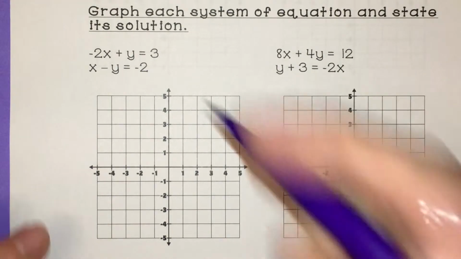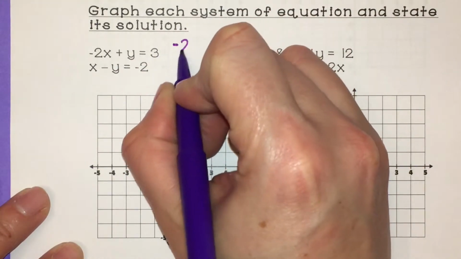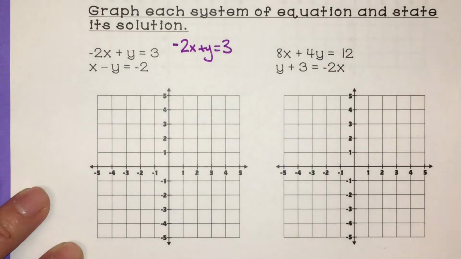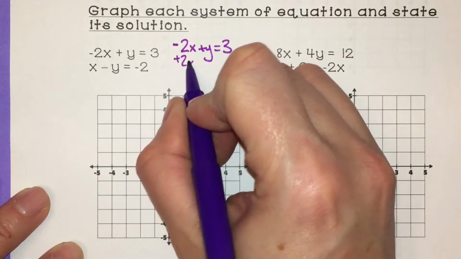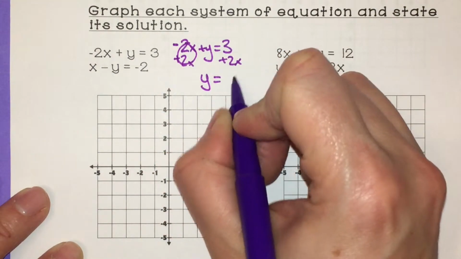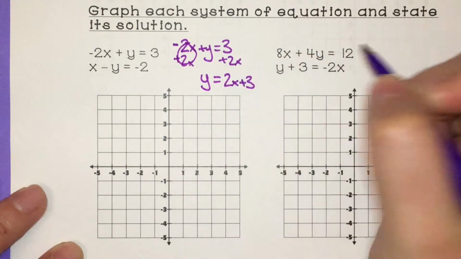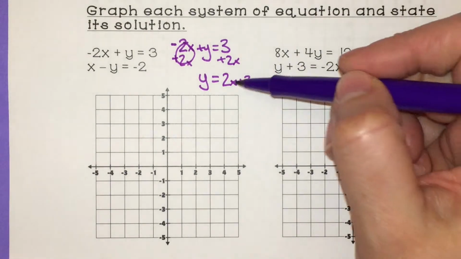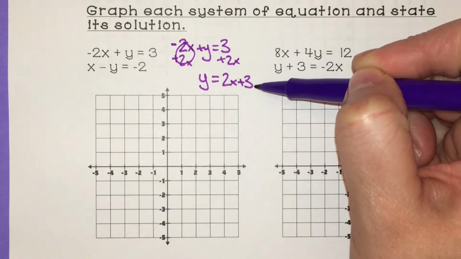So my first one, I have negative 2x plus y equals 3. To get y by itself, I'm going to add 2x to both sides, and I get y equals 2x plus 3. Okay, so this one is in slope-intercept form. I can easily graph it. I know my slope is 2, my y-intercept is 3.